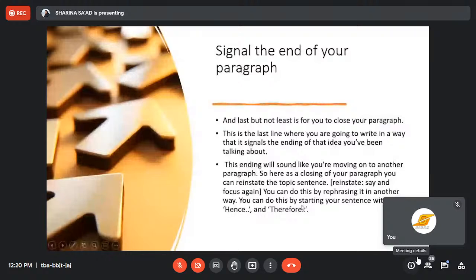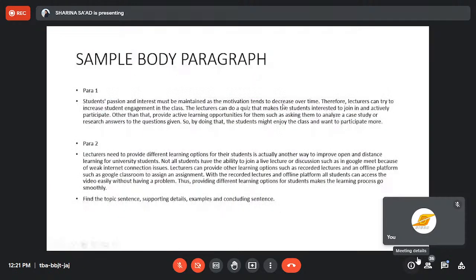Okay, now I'm giving you sample body paragraph, okay? So read paragraph 1, read paragraph 2. Okay, now we look at paragraph 1 first. Okay, read paragraph 1 and tell me where is the topic sentence, supporting detail, example, and concluding sentence. Tell me whether you can see this topic, this, and this, and this. Okay. 1 minute, read paragraph 1. This is the body paragraph, not the introduction, the body paragraph.